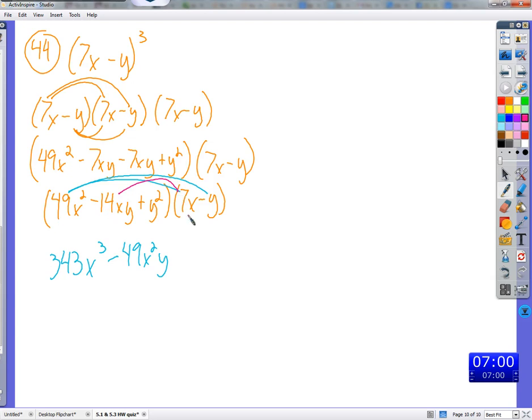Okay, so we got negative 14 times 7, that's negative 98. Okay, so 98 is the number, negative 98. X times x is x squared times y. There's a y there. Next, negative times negative is positive. 14xy times y, that's x and then two factors of y. Plus 14xy squared. Y squared times 7x. That's 7 times x times y squared. And then y squared times negative y is negative y to the third.